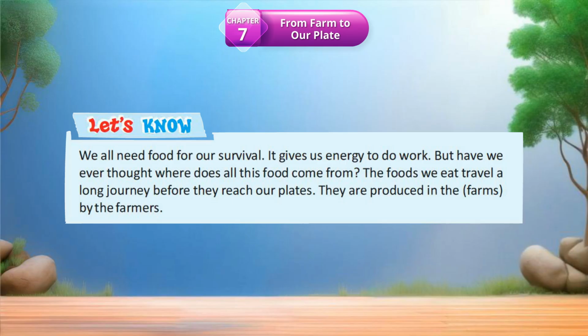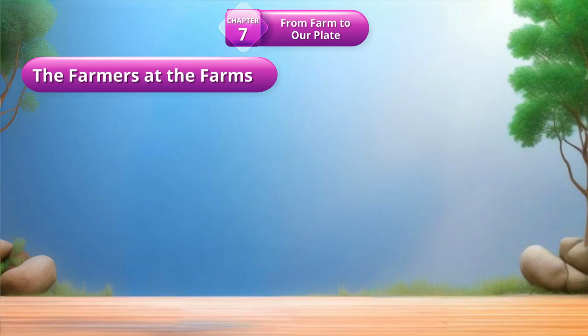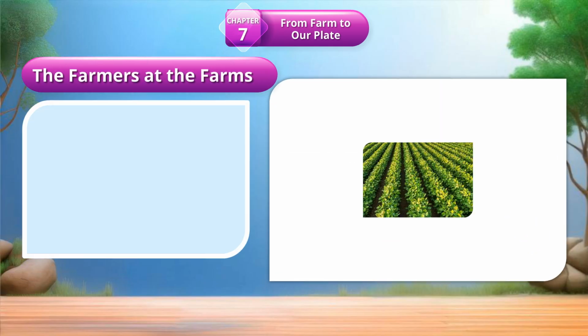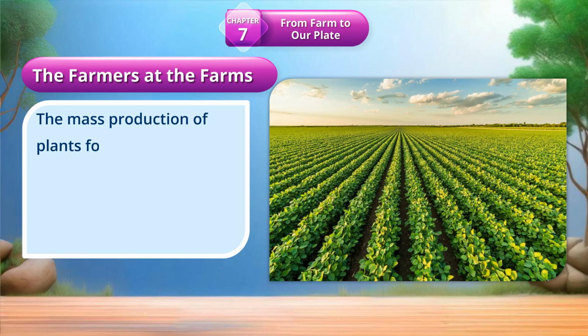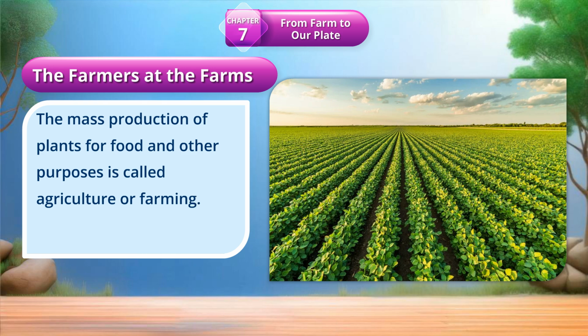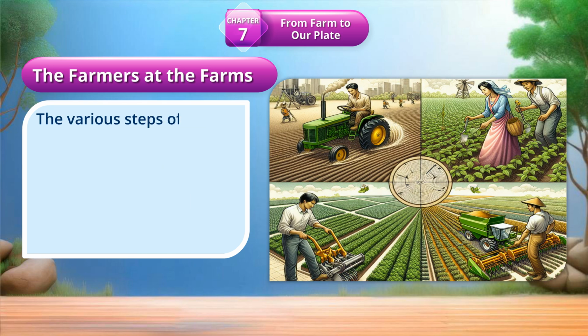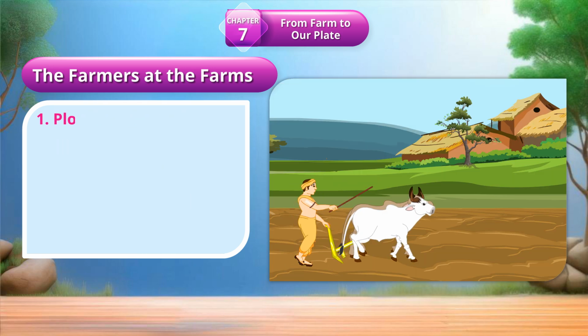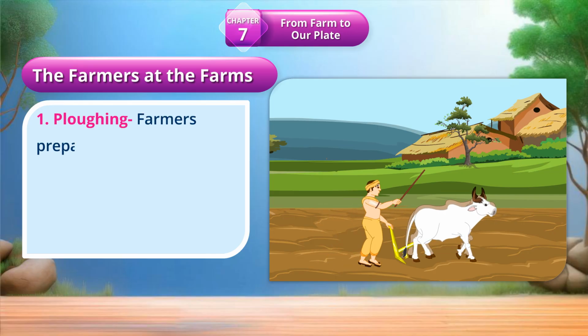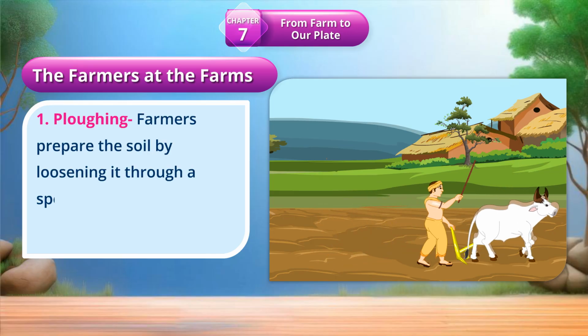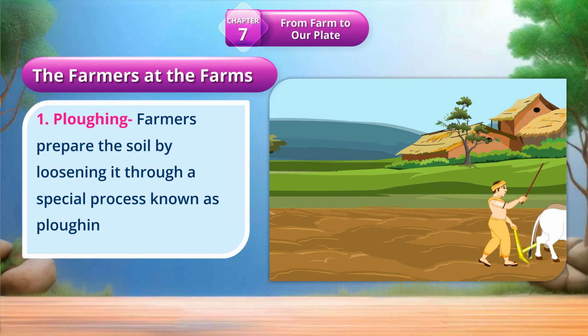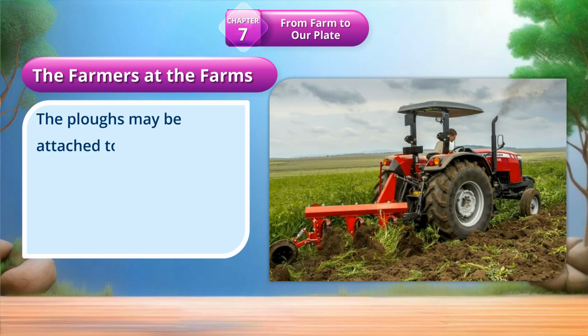They are produced in the farms by the farmers. The mass production of plants for food and other purposes is called agriculture or farming. The various steps of farming are: 1. Plowing. Farmers prepare the soil by loosening it through a special process known as plowing. The plows may be attached to the bullock carts or the tractors.